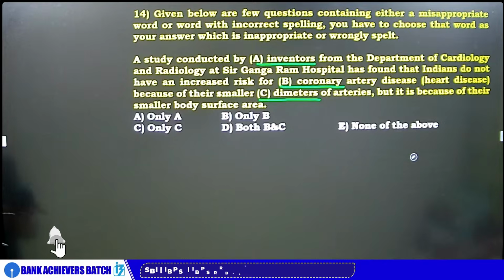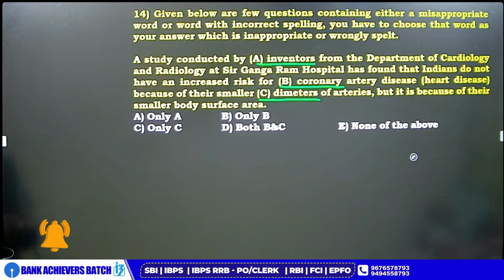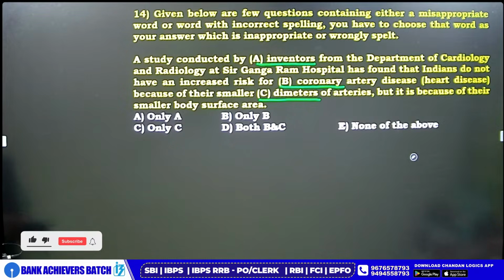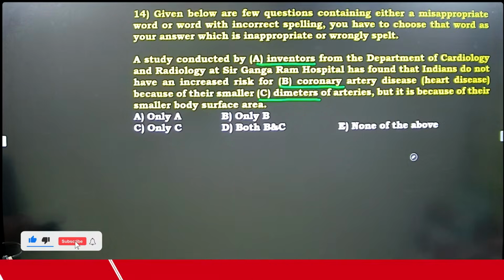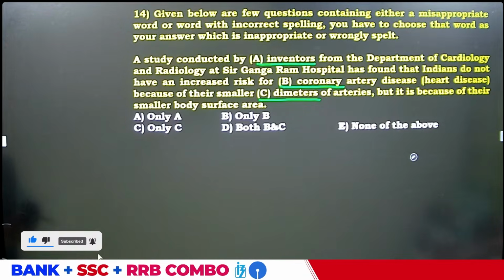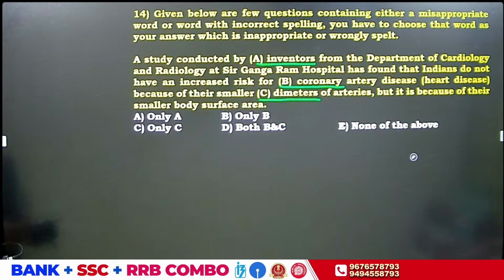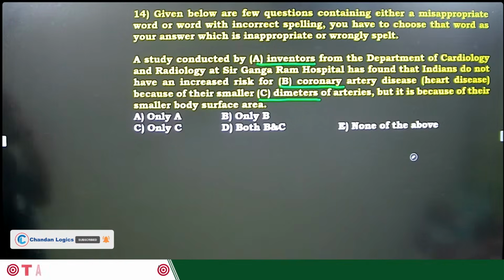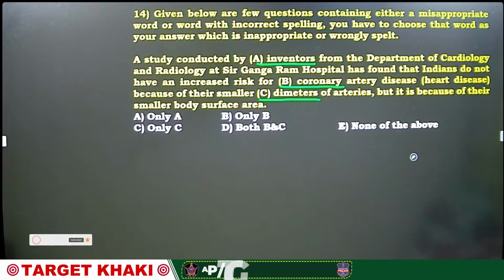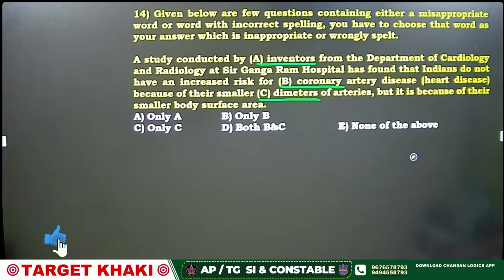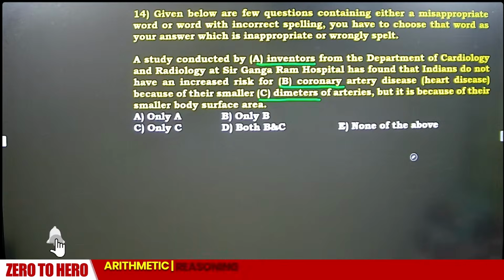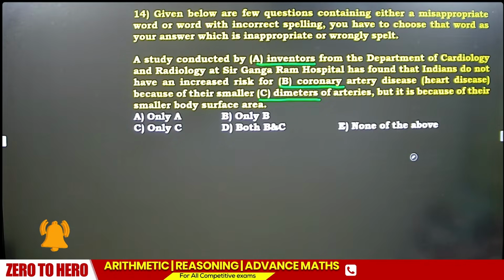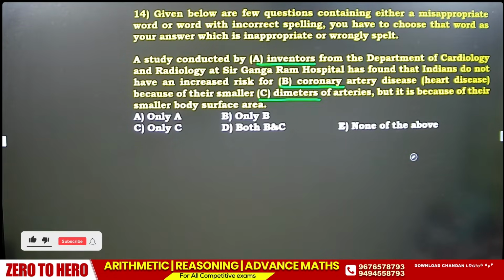A study conducted by inventors. Now jump to the next part. For coronary artery disease. And then because of their smaller diameters of arteries. Just focus on the underlined or highlighted parts. Not difficult if you practice. This is not a challenging section. I don't know why you are in a slight dilemma.